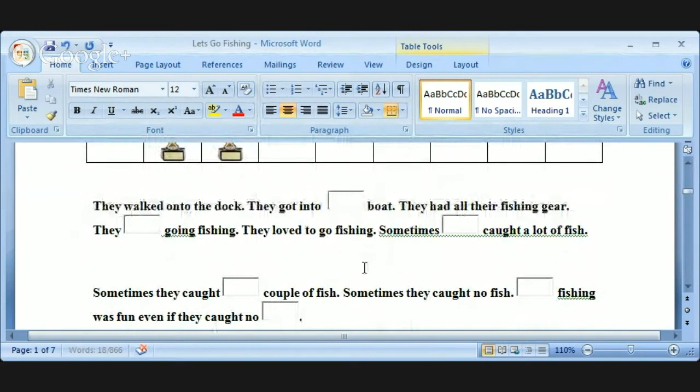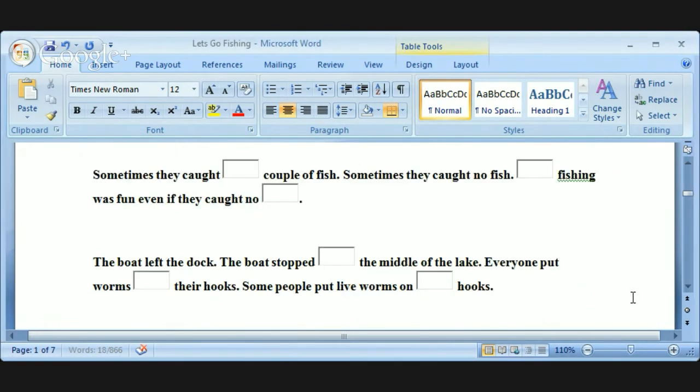All right, and Amari, would you try? It doesn't matter what sight word you put in. Just try to put in a tiny little word, okay? You may begin. They walked onto the dock. They got into the boat. They had all their fishing gear. They were going fishing. They loved to go fishing. Sometimes they caught a lot of fish. Sometimes they caught a couple of fish. Sometimes they caught no fish. But fishing was fun even if they caught no fish.